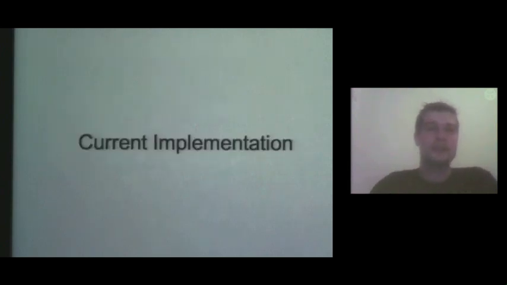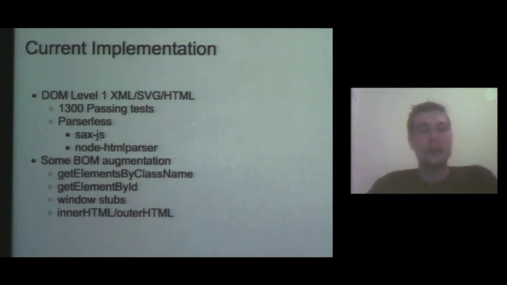So the current implementation of jsdom. We are currently at version 0.1, which I guess is kind of scary, but it is working. It passes all of the DOM level 1 W3C tests, of which there are 1,300. In an effort to keep this minimal, I'm shipping this without a parser. Dave Glass actually added support for Node HTML parser, and it will warn you if you're not using it. I don't know if that will stay there, but I've also done an implementation with Sax.js.